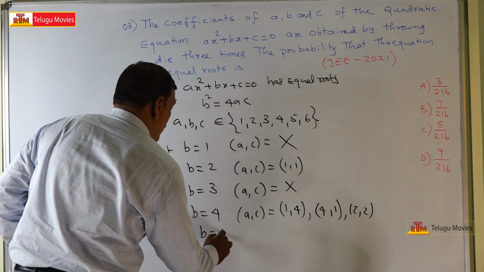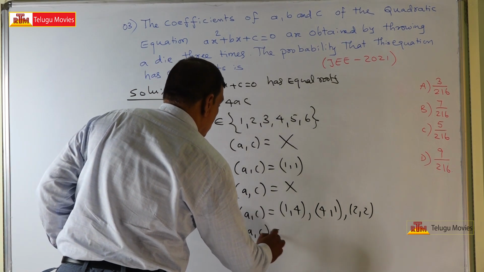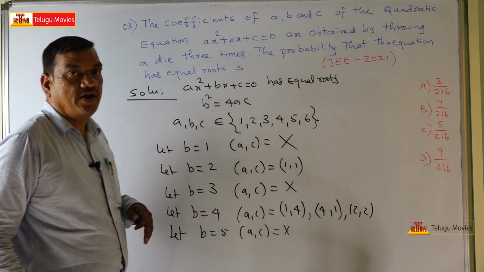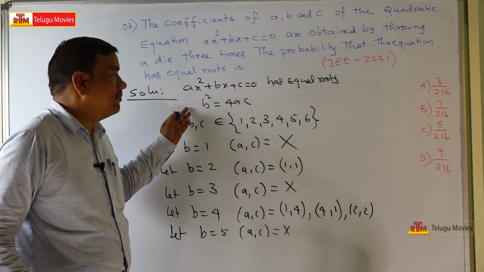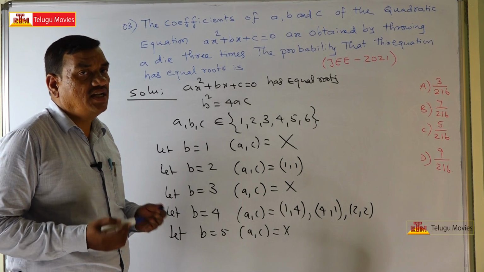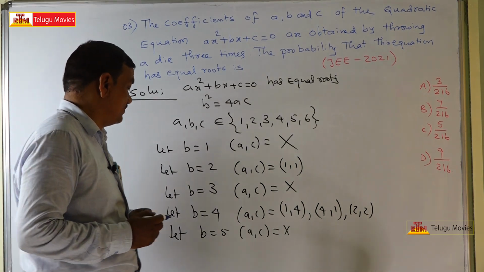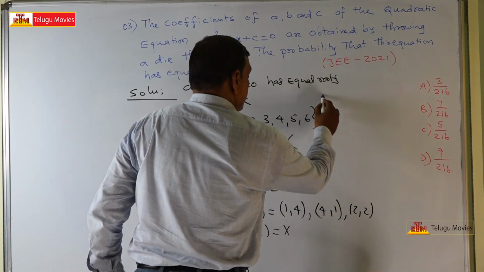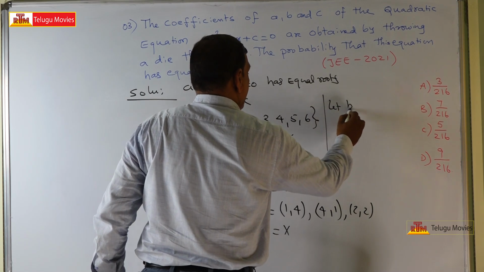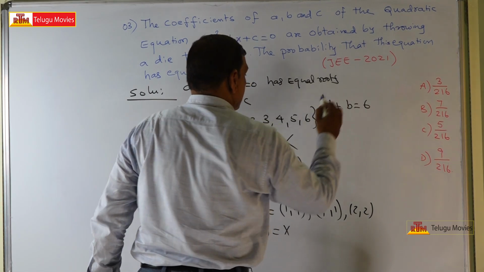b is equal to 5 also fails. Why? Because b square is 25. So, it is an odd number. For the other side you will get an even number. So, that is also a fail. So, let b is equal to 6.